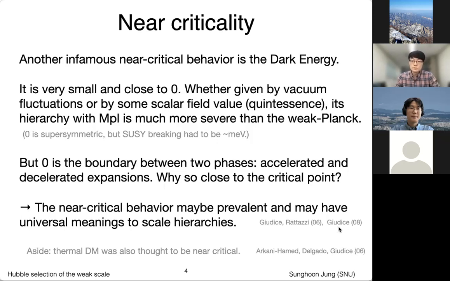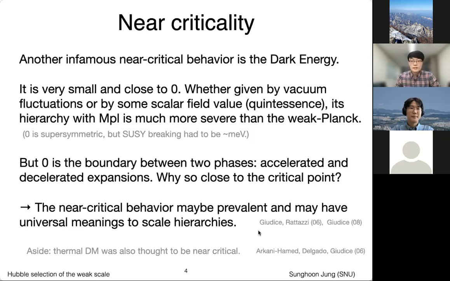So Jude Chen and his collaborators, based on these observations, argued that we may live near some critical line, and such near-critical behavior may be prevalent in the standard model and may have some universal meaning for scale hierarchies. So scale hierarchy is not just due to the symmetry that guarantees the cancellation of dangerous quantum corrections, but may be due to some critical behavior.